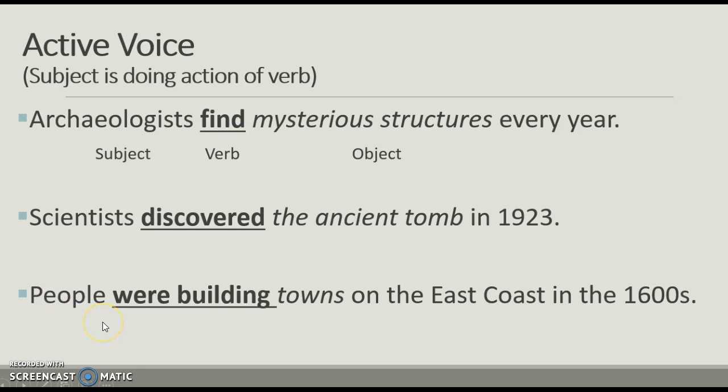In the last one, people were building towns on the East Coast. People is the subject, and this subject is doing the action of the verb of building.